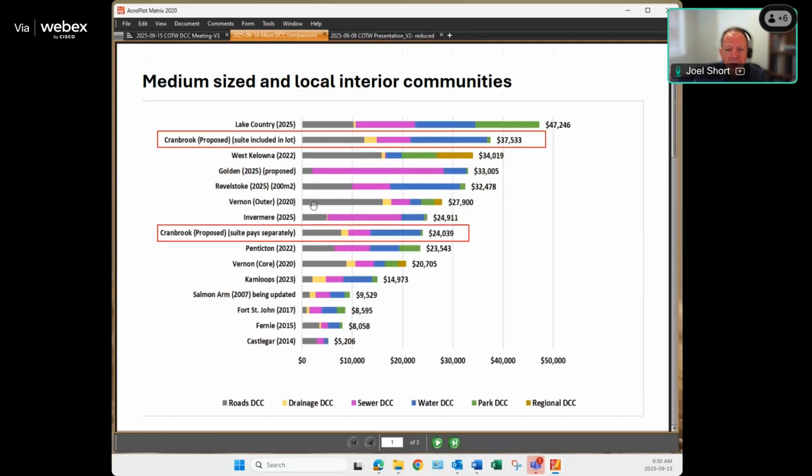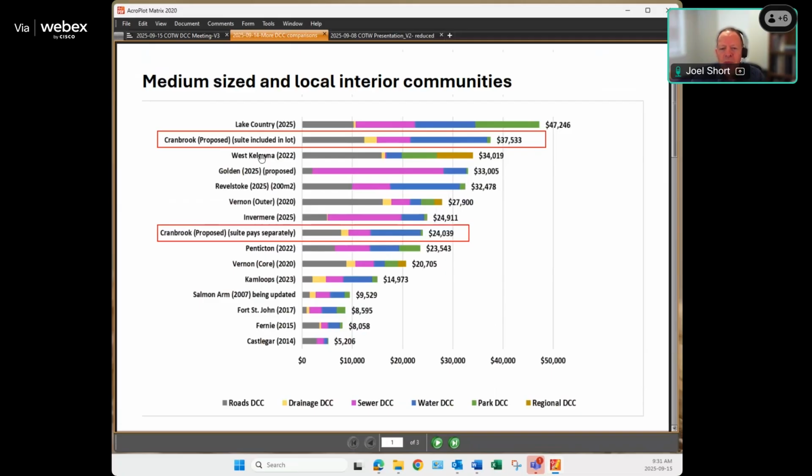Yep. So anyways, we have provided this information. Staff can forward that to you as well. And as I prefaced it, it is very difficult to get a pure apples to apples comparison because each community is so unique. One thing to think about is the cost of infrastructure that's required compared to the growth that's occurring. If you're looking for similar communities, that community will have similar DCC rates because you've got similar costs and similar growth.